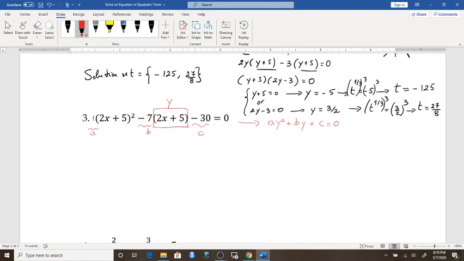We know that our y must be 2x plus 5, and therefore this term is going to represent the y squared, right? So now we have that y is equal to 2x plus 5, and we can rewrite this in quadratic form. So in quadratic form, this becomes 1y squared, which is just y squared, minus 7 times y minus 30 equal to 0. Can we factor this? Can we find two numbers whose product is negative 30 and whose sum is negative 7?